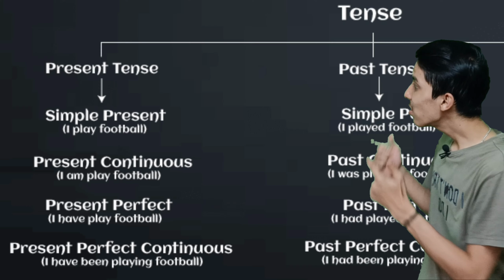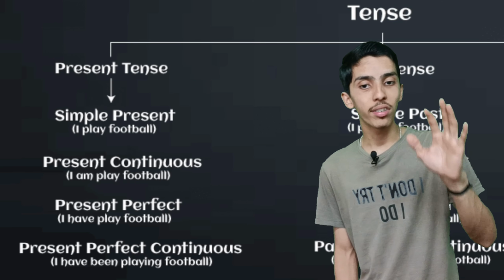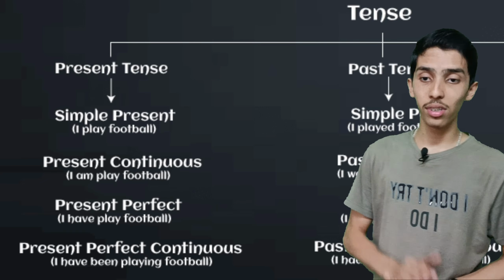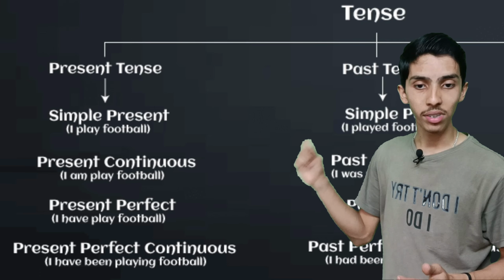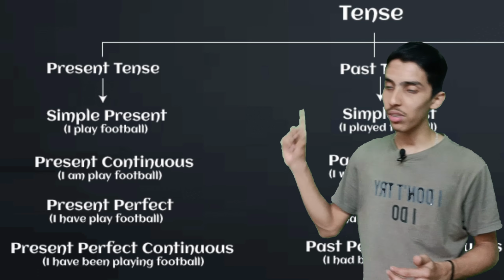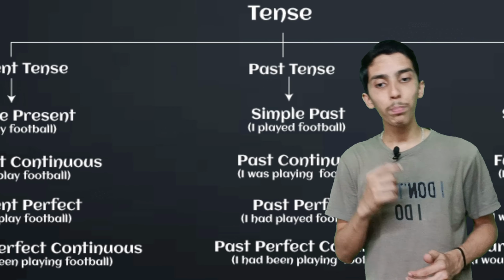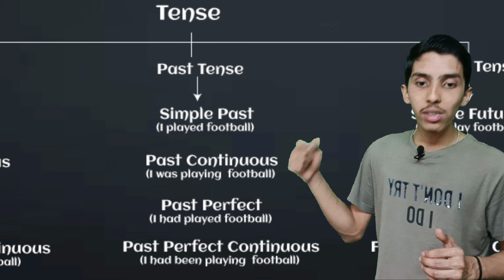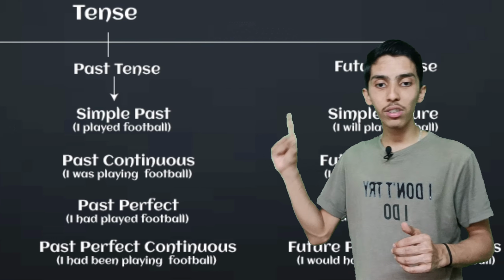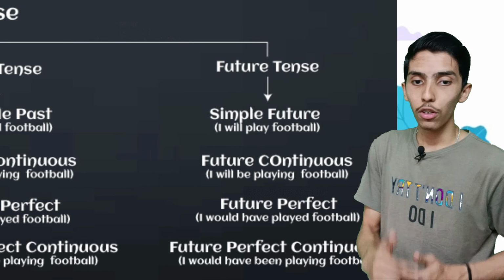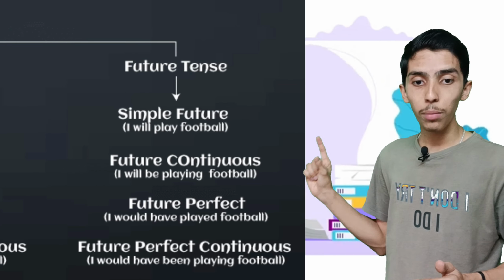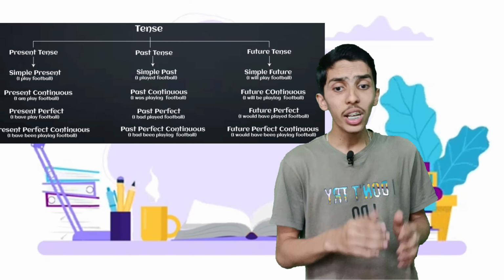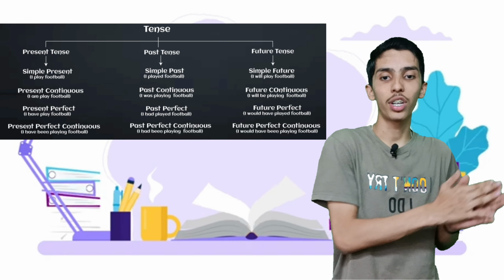Let's take a quick look at the chart that outlines the 12 types. The first, the simple present tense. For the present: simple present tense, present continuous tense, present perfect tense, present perfect continuous tense. For the past: simple past tense, past continuous tense, past perfect tense, past perfect continuous tense. Now going to future: simple future, future continuous, future perfect and future perfect continuous tense. These are the 12 main types of tenses.